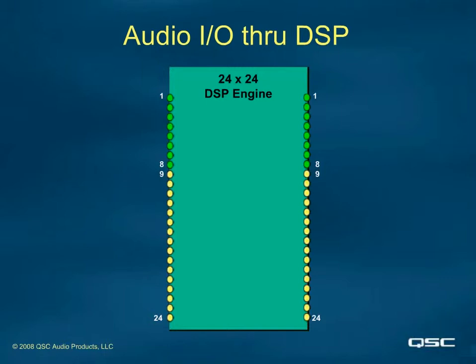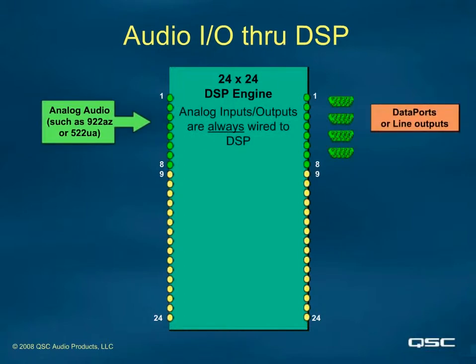You can think of the DSP engine as one big 24 input by 24 output chip. In reality, it's 6 DSP chips sharing resources and circuitry such that they can act as if they were one chip. Analog inputs and outputs, if any, on a particular model are always wired to the DSP engine, whether you use them or not. If you only need to use 3 inputs on a 922AZ, just connect to the 3 inputs you want to use, but the 8 input connectors of the 922AZ are always wired to the DSP.